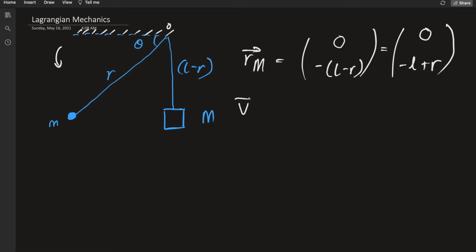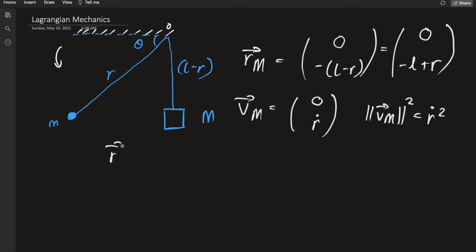Fine, we can find the velocity vector the same way. Just differentiate both components with respect to time. L is a constant, so we just have the derivative of r with respect to time. I'm going to denote that as r dot, which is common physicist notation. And if you want to take the magnitude of this velocity vector, the magnitude squared is r dot squared.